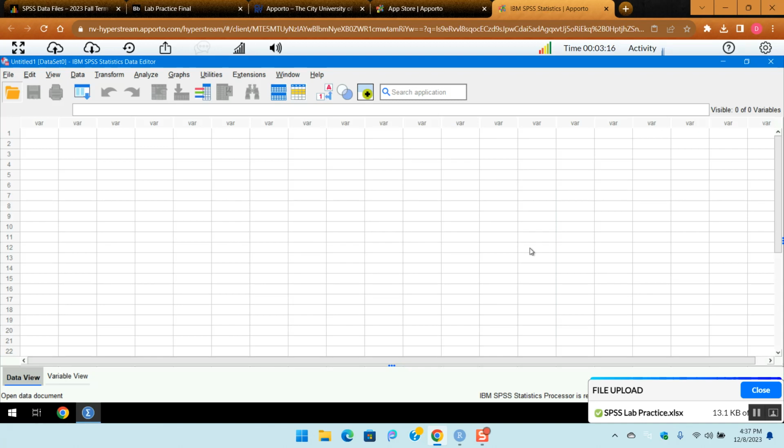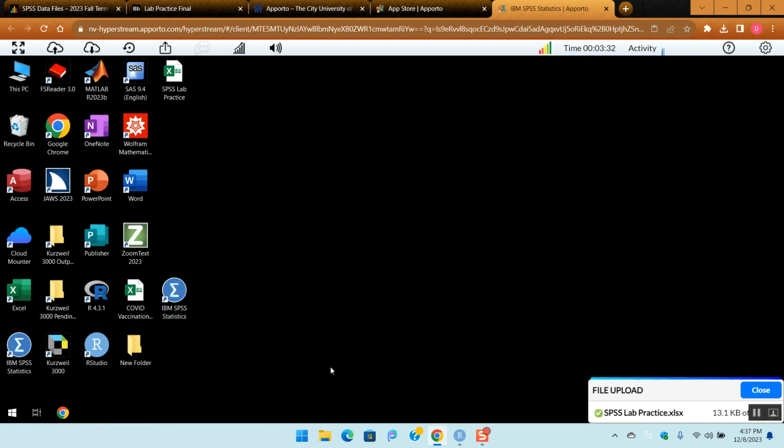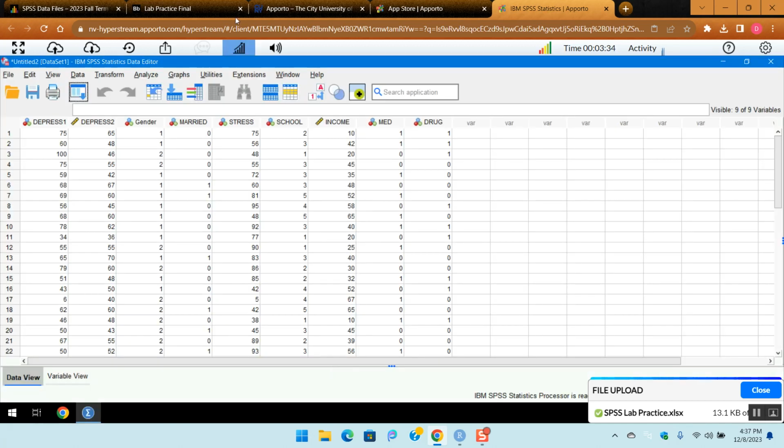Now I should have the SPSS files up and ready to go for the exam. So this should not be an issue for the exam itself. This is just a problem with Oporto. You have to upload the file to Oporto first, then find the file and open it in SPSS. Then hit OK, and here's my data file.